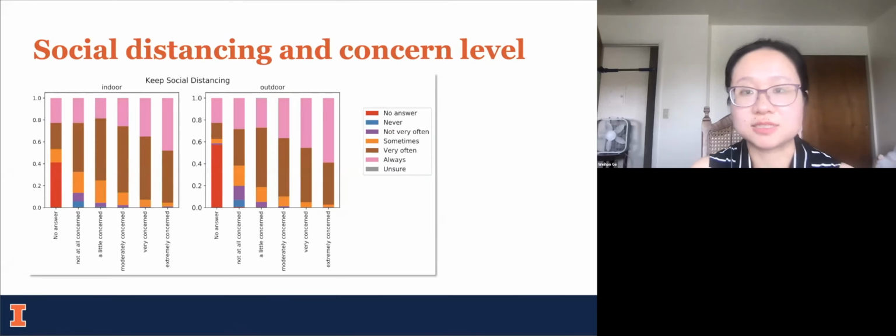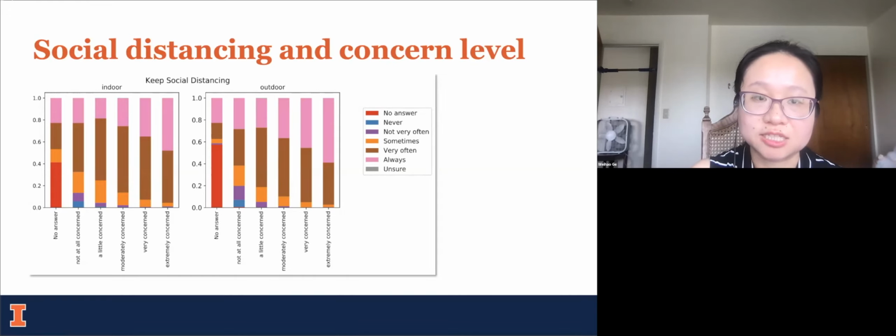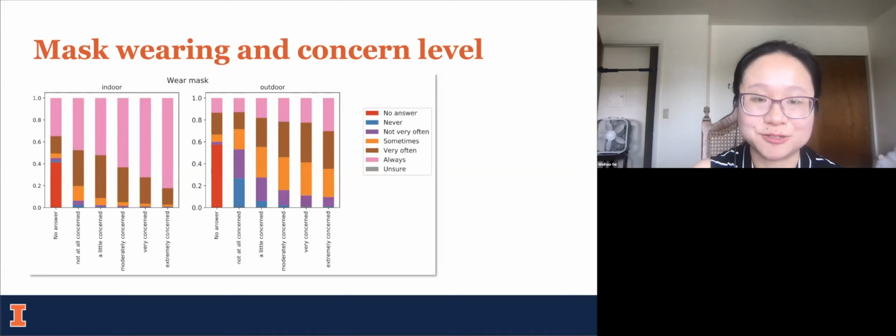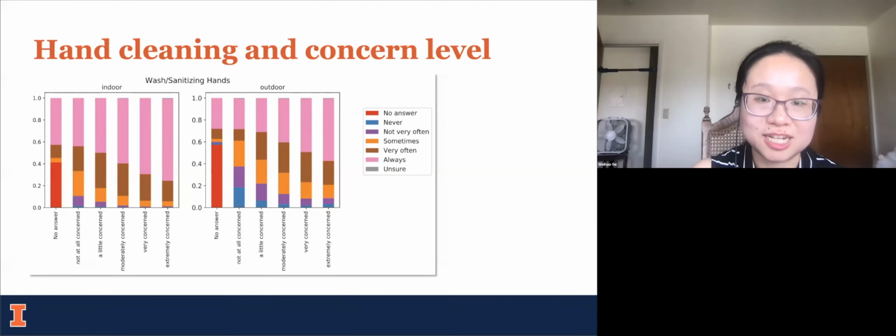So I then plot the concern level versus other safety measurements. The people with the less concern level tend to ignore the social distancing. And they also tend to wear a mask less often. And also they tend to clean their hands less often.